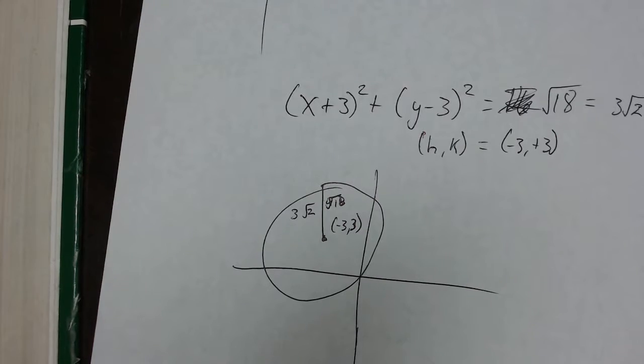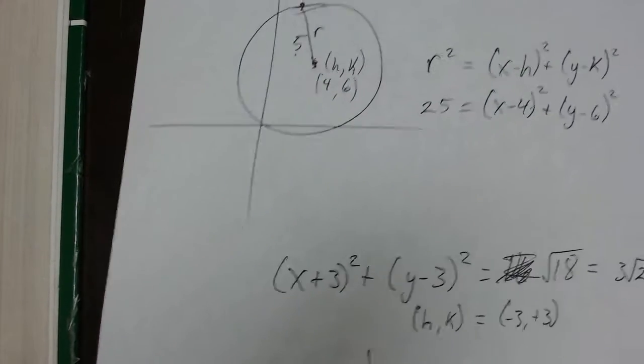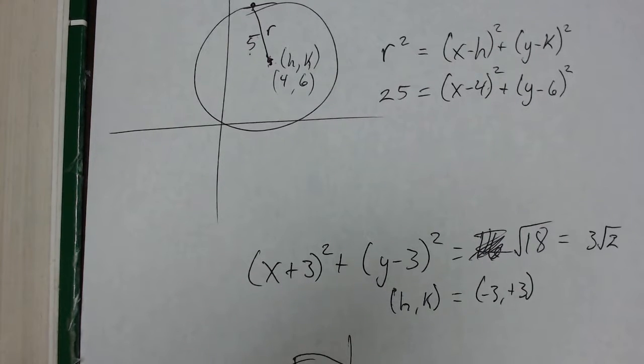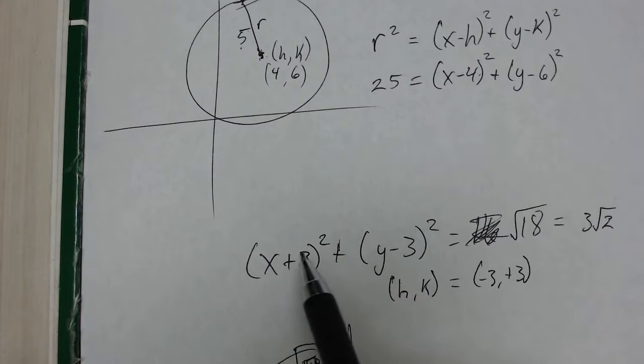That's it for circles. So we do have to memorize this equation form and then be able to decipher that information to graph circles, or take the graph of a circle and put it into this form.